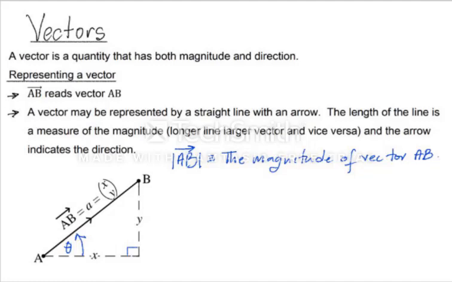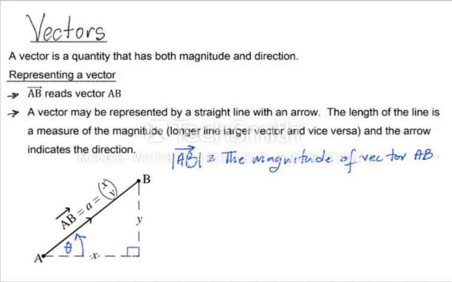All right, the topic of this lesson is vectors. Now, a vector is a quantity that has both magnitude and direction. There are many quantities in the world, but there are some quantities which are not completely defined unless you have both magnitude and direction. Those quantities are called vector quantities.